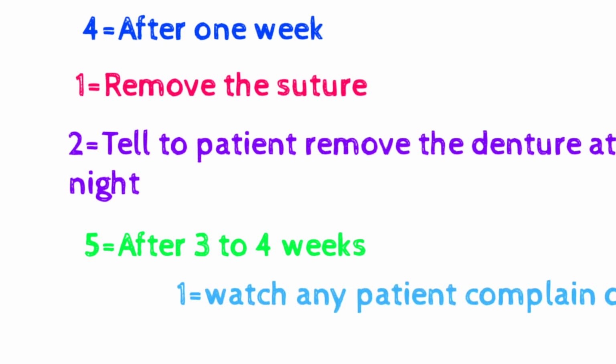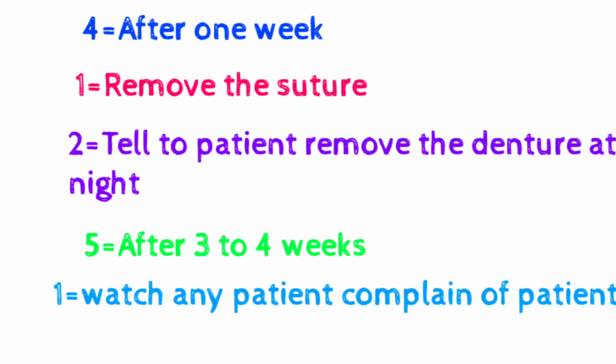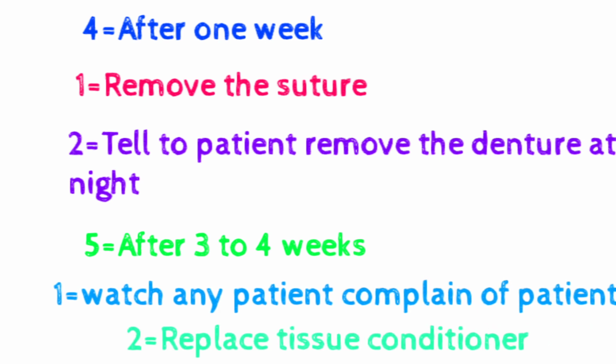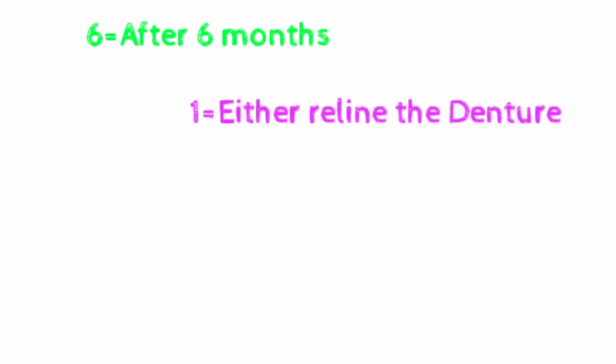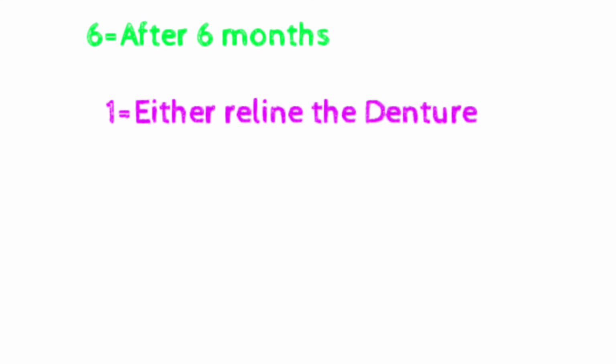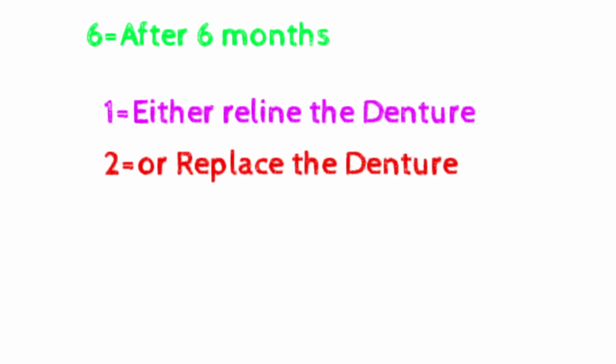Now next after 1 week is after 3 to 4 weeks. After 3 to 4 weeks, number 1, watch any patient complaint. Number 2, replace tissue conditioner. Now and fifth number, after 6 months. After 6 months, what will be post insertion instruction? After 6 months, either reline the denture, meaning relining is done, or replace the denture. We have two options: either reline the denture or replace the denture.